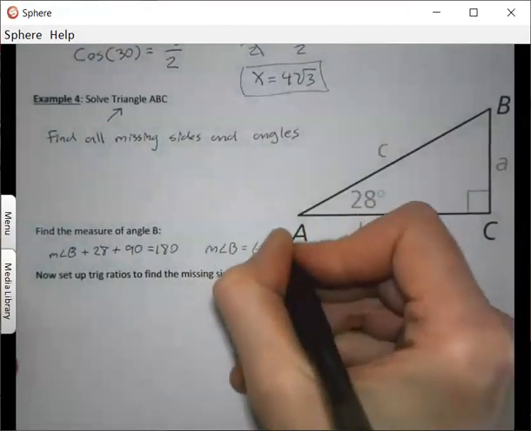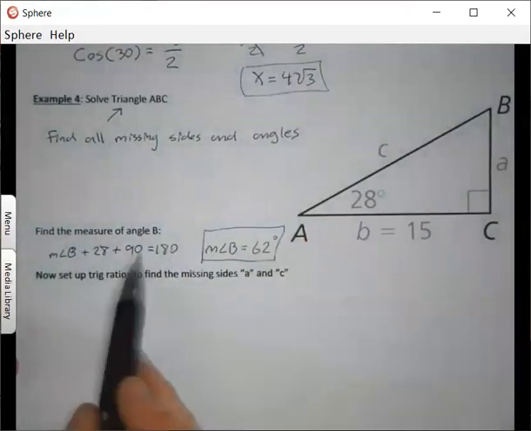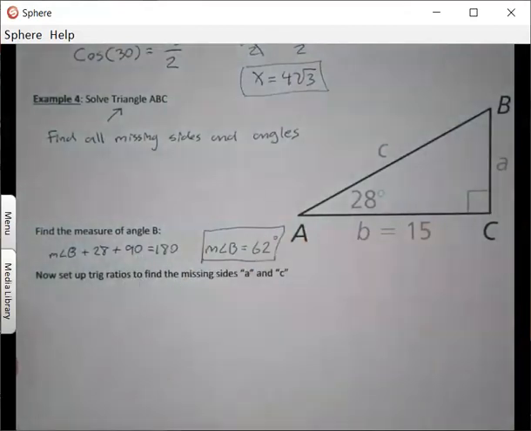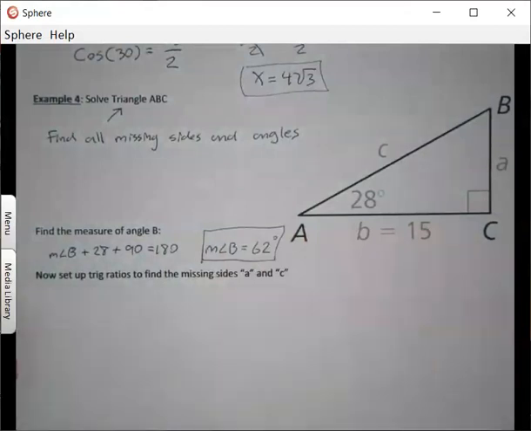All right. Add those together, subtract, get 62. Not too tough. Now, we only know one side, so we can't do the Pythagorean theorem. So we need to use our trig ratios to find A and C.